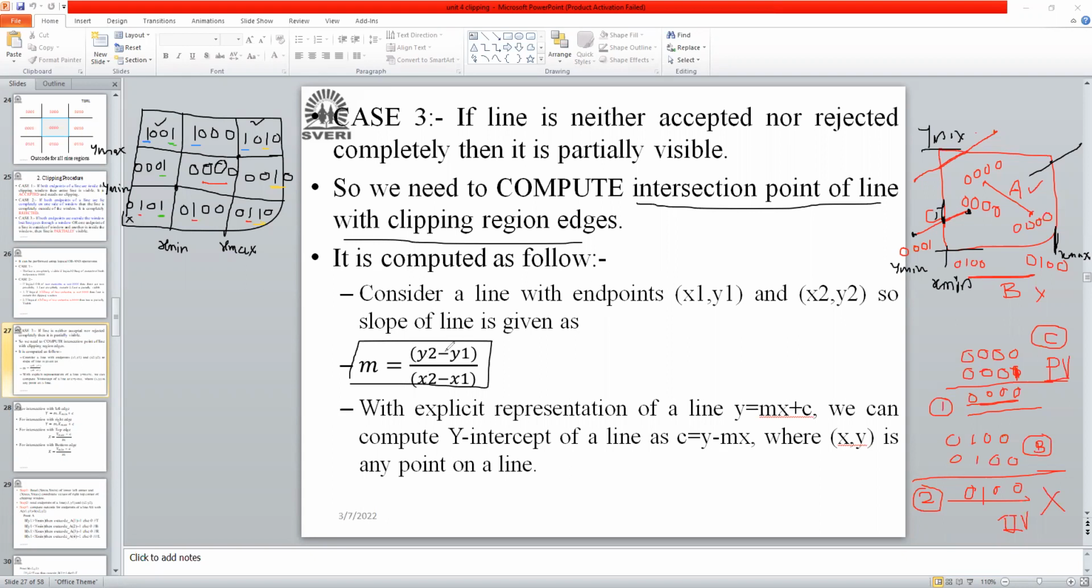Okay, so first I have to find out the slope by taking the end points. And using that same slope value, I am going to find the intersection point. Its x value is x min, so I will find out the y value by using the slope formula. And that point is the farthest visible point. You can discard all the points beyond that point, and that is called your clipping.